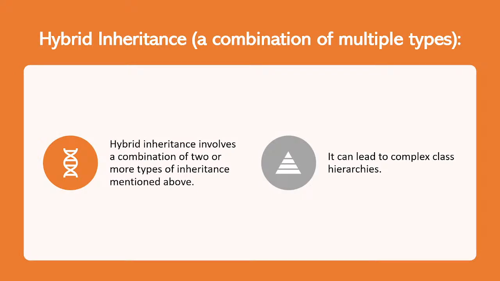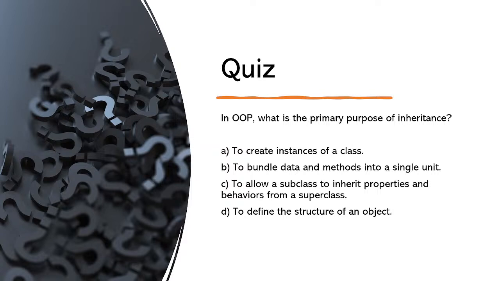Right. Next one is hybrid. Hybrid is nothing but a combination of things. It could be a combination of single and multiple, or multi-level. If it is a combination of these, then we say it is hybrid inheritance, and it can lead to complex classes also. So that is hybrid.